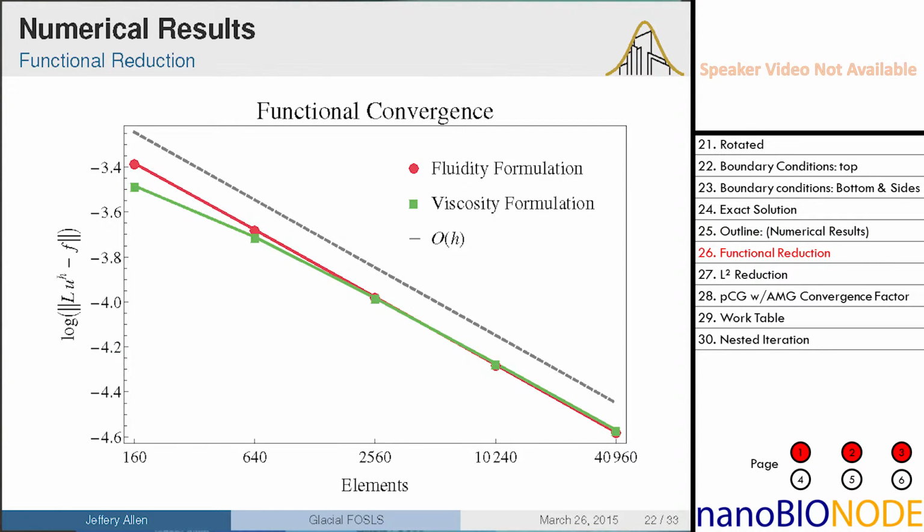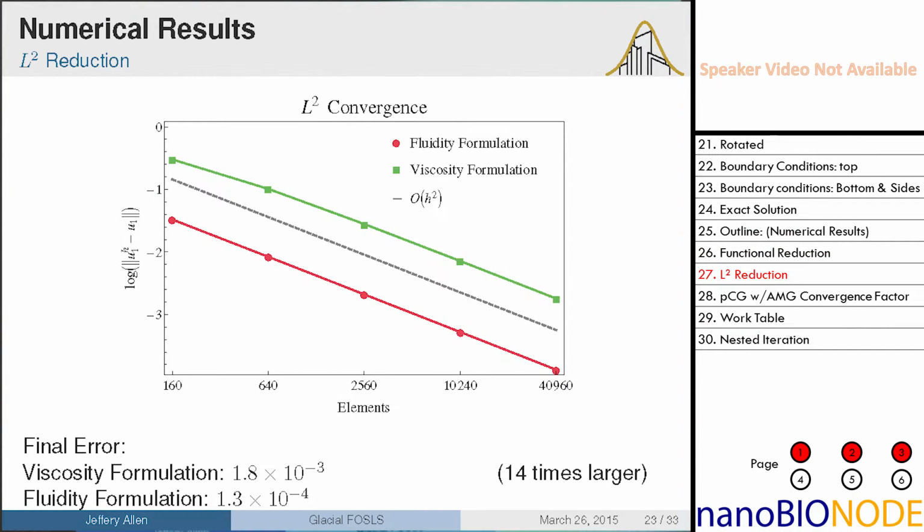The first graph I'm going to show you here is the functional convergence. We're using linear elements, so we would expect the functional to be reduced with order h as we increase the number of elements. And as you can see, both the fluidity and the viscosity form do just that. So this tells us that our solver is doing what we expect it to do. Looking at the L2 convergence, again for linear elements, we would expect order h squared convergence, and for both the viscosity and the fluidity form, we get our order h squared convergence.